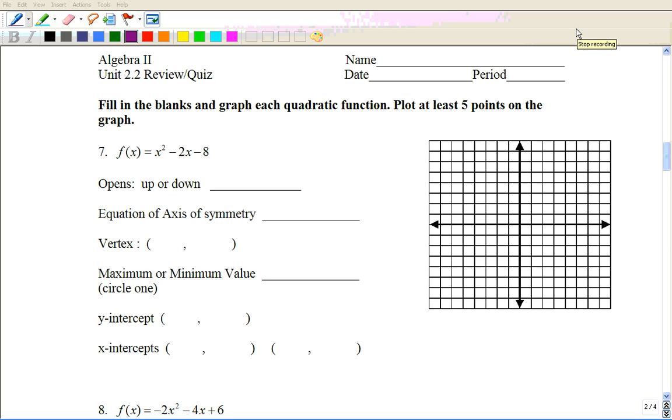Okay, on to the next page. We have fill in the blanks and graph each quadratic function, plot at least 5 points or as many that will fit on the graph. So the first page was in vertex form, now we're in standard form.